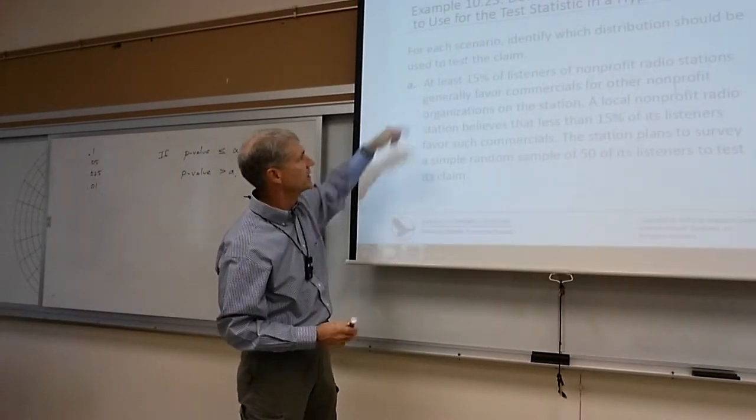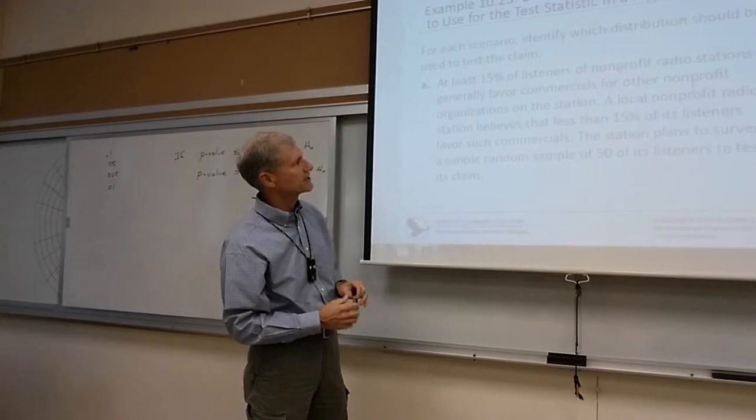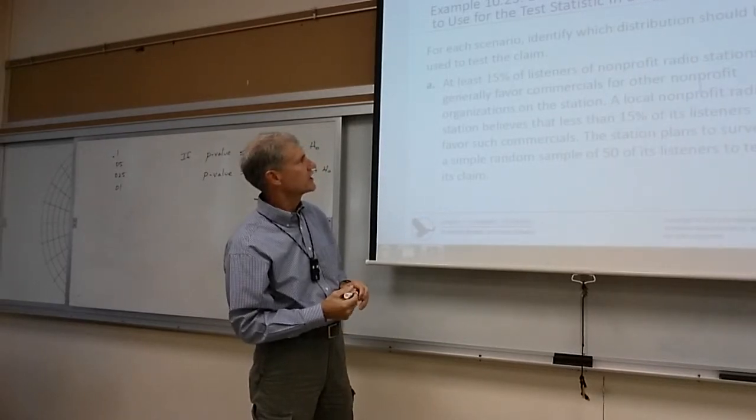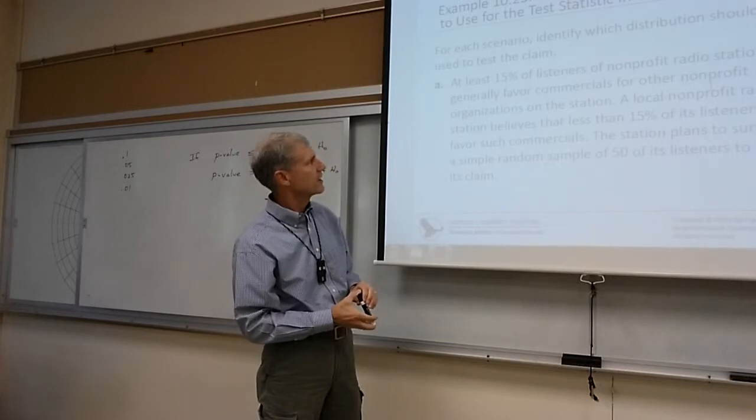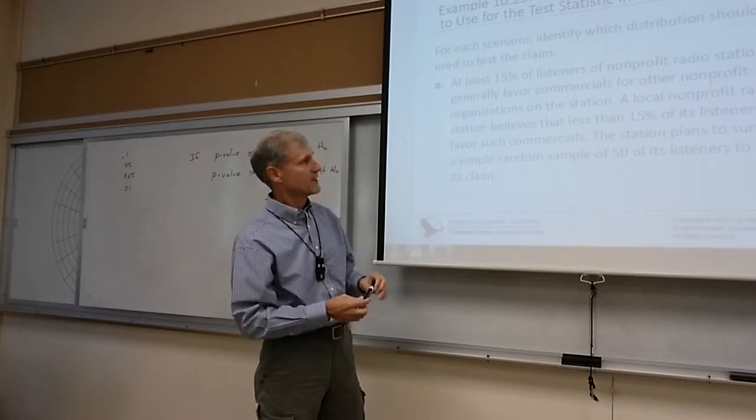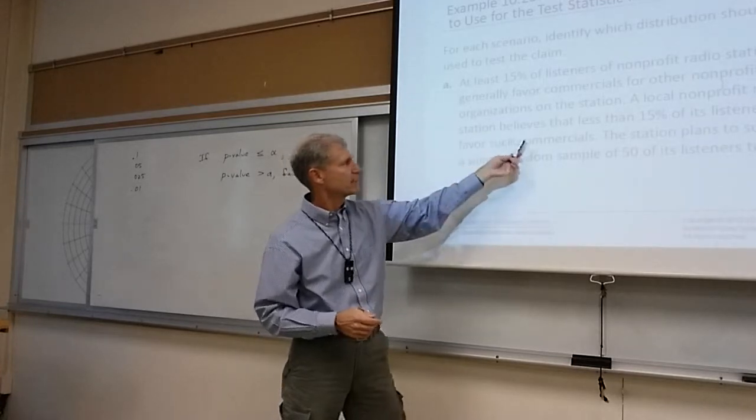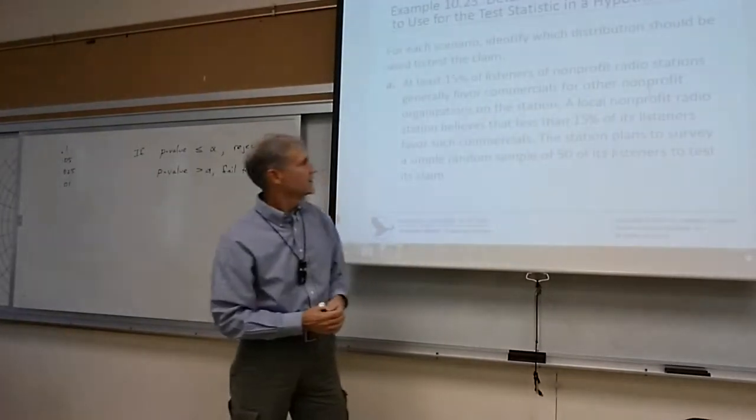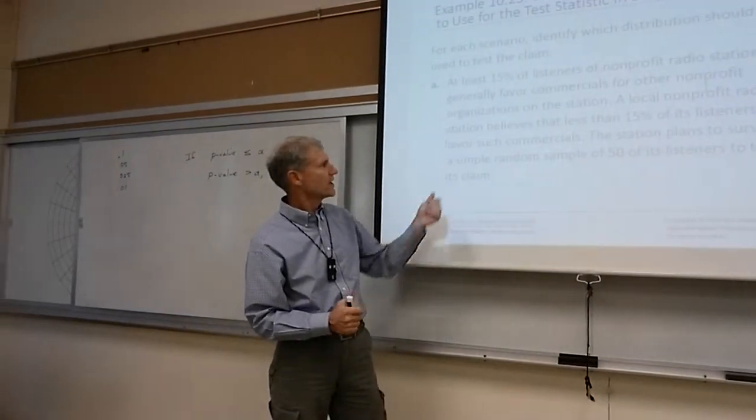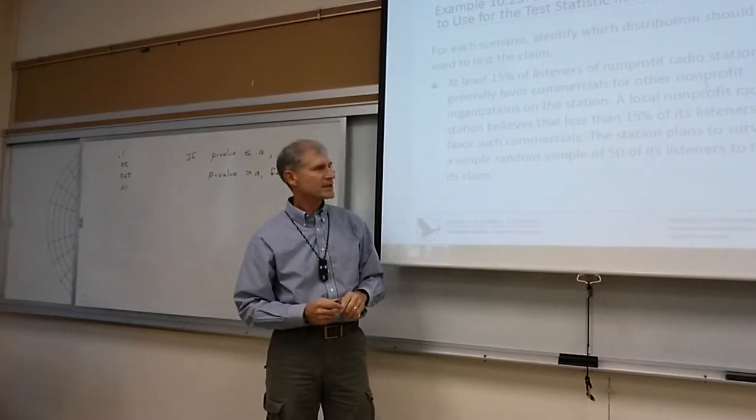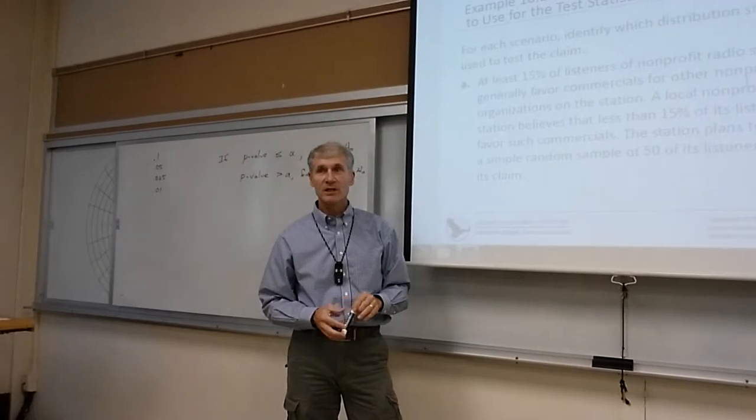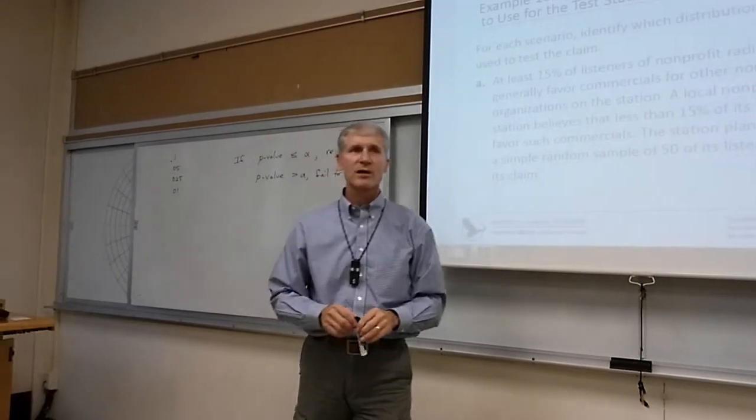So on this first one, at least 15% of listeners of nonprofit radio stations generally favor commercials for other nonprofit organizations on the station. A local nonprofit radio believes that it's less than 15%. The station plans to survey a simple random sample of 50 to test its claim. Are we going to meet the assumptions for 1 prop z test?